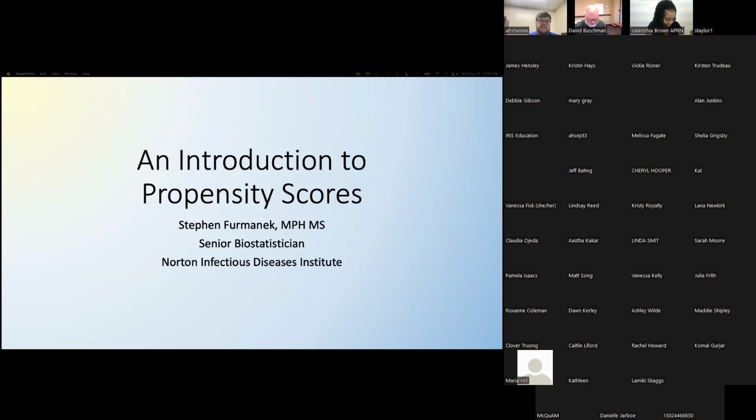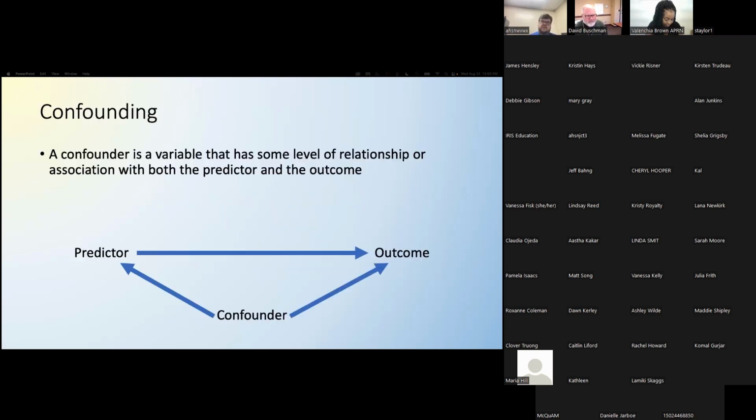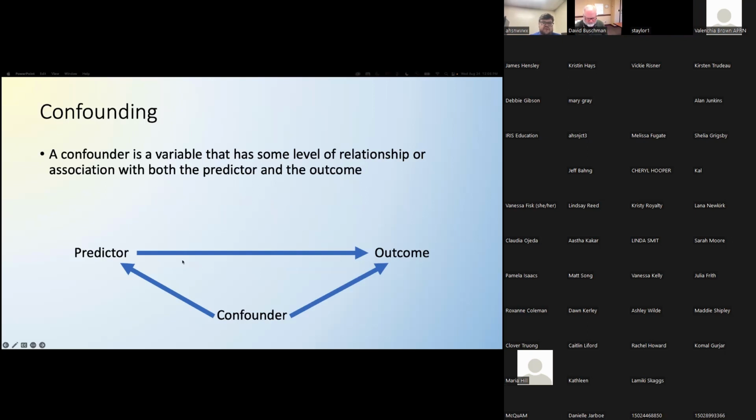But as we said, going back to the topic of propensity scores, we have to kind of start with why we would use propensity scores. So if you recall from the clinical research course, and we have it here as just a refresher, a confounder is a variable that impacts both the predictor and the outcome. So a lot of times what that means is that it's associated with both, so it muddies up whatever true relationship exists between our predictor and outcome.